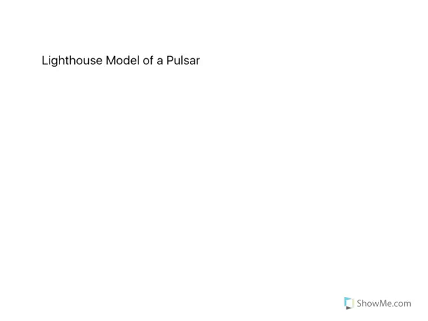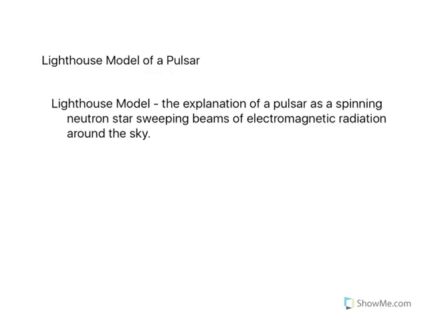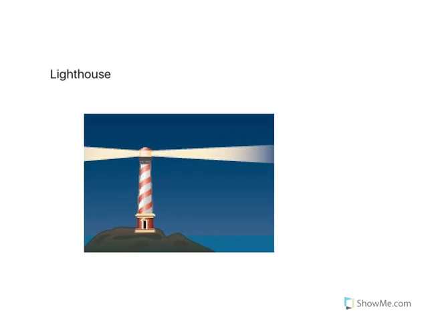In this segment, we're going to go over the Lighthouse model of a pulsar. The Lighthouse model is the explanation of a pulsar as a spinning neutron star sweeping beams of electromagnetic radiation around the sky. Let's first look at a lighthouse.